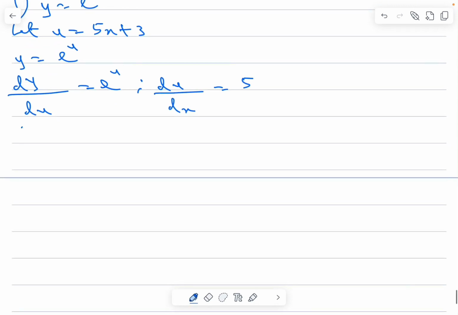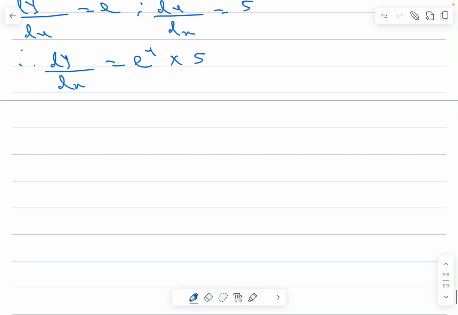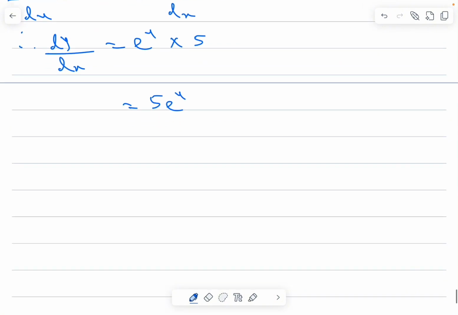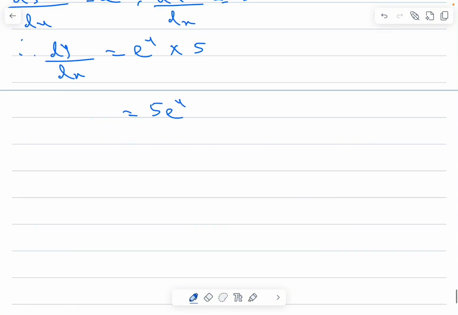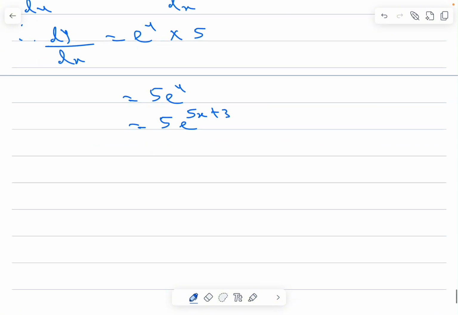5. So that therefore means dy/dx, which is dy/du times du/dx, is equal to e raised to power u times 5, and that's equal to 5 e raised to power u. That's dy/dx, which simply means 5 e raised to power 5x plus 3.